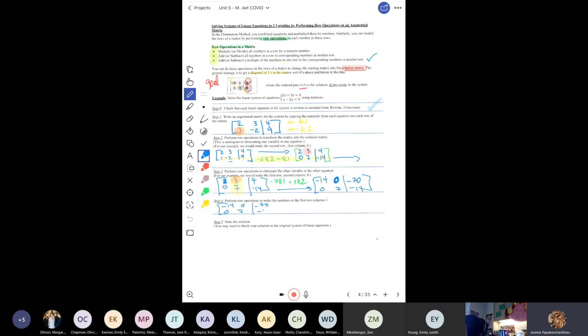So what can I do to each row to get ones here on the main diagonal? What can I do to the first row? You said row 1 divided by negative 14, or row 1 times 1 over negative 14, right? So what is my new row 1?